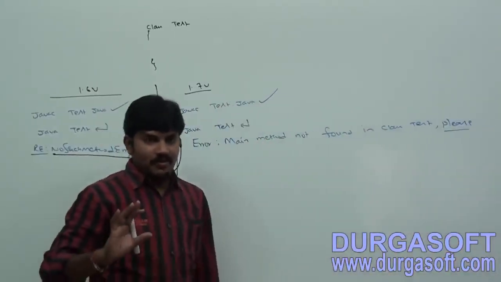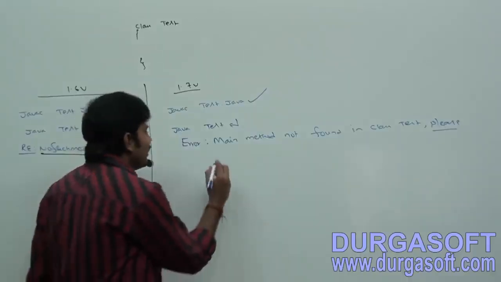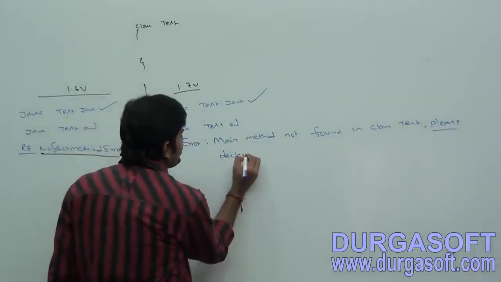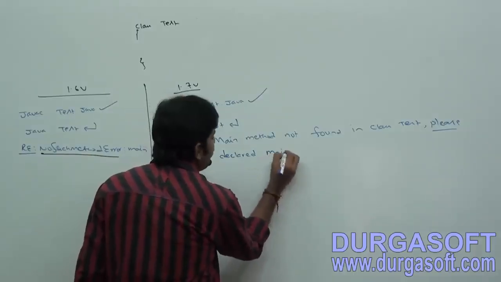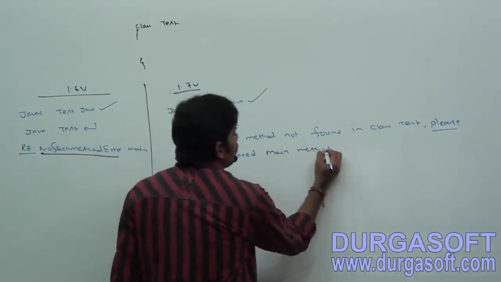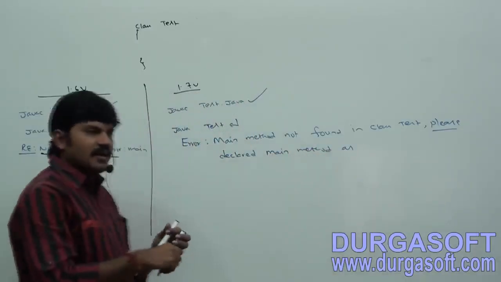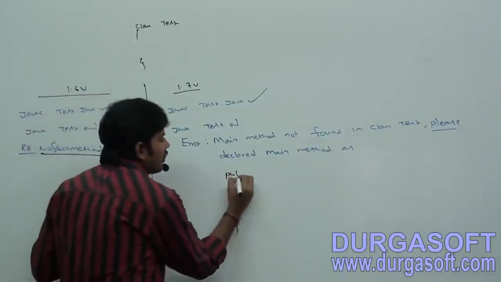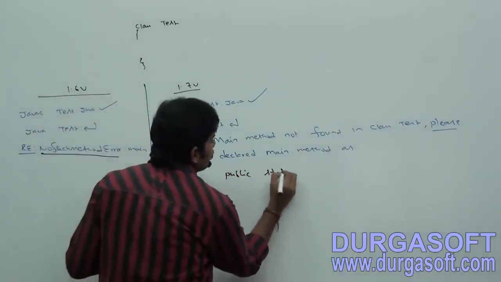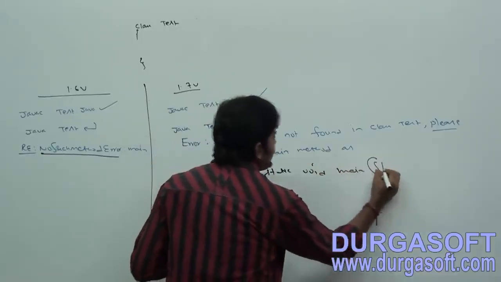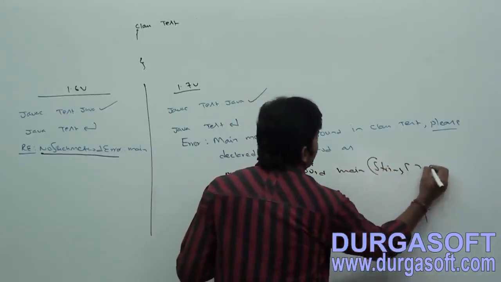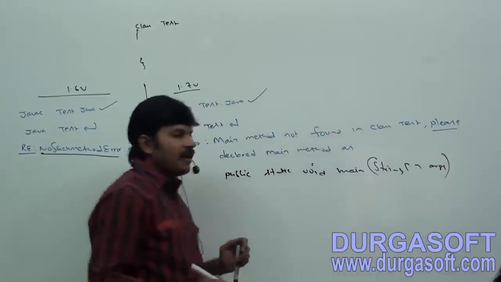JVM is a very respectable person. Please declare the main method. Yes, please declare the main method: public static void main(String[] args).